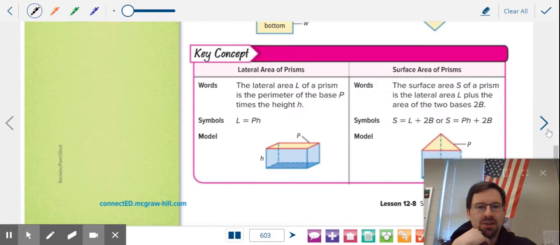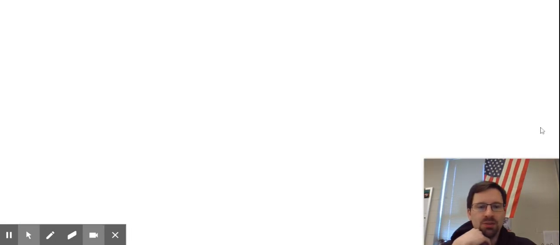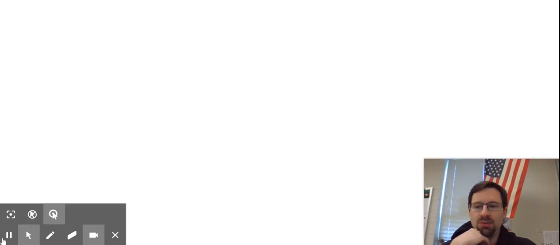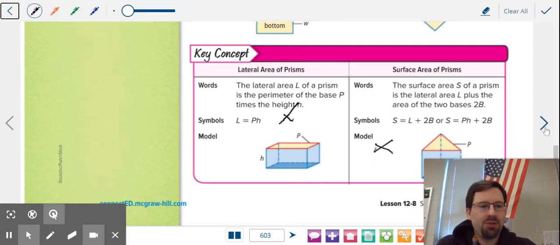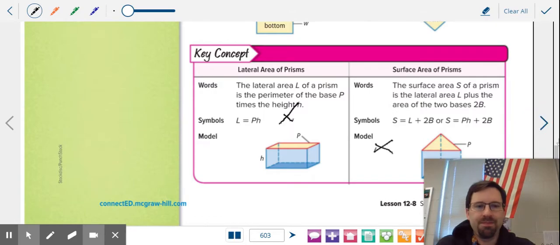These formulas here are pretty much garbage, so what we're going to do is not do those, but I'm going to teach you a way to do it that just logically makes sense. There's a formula I will show you, but it's not either of these.